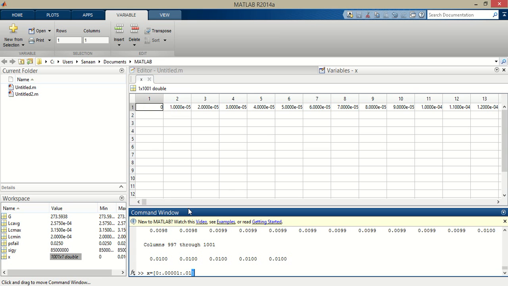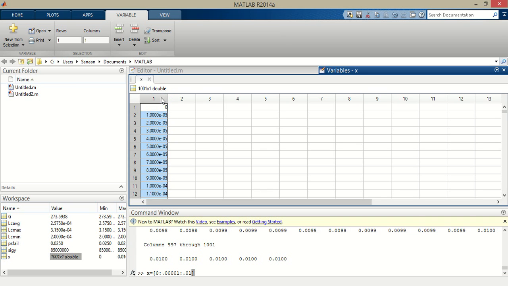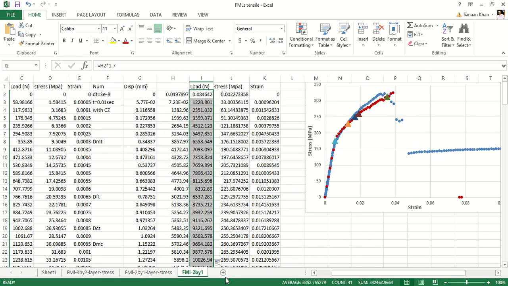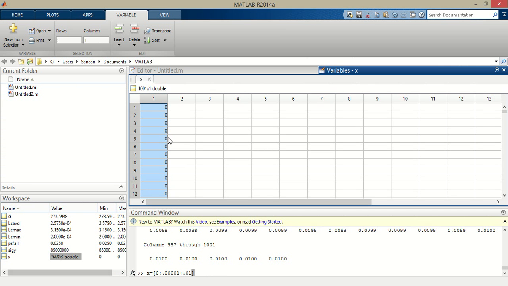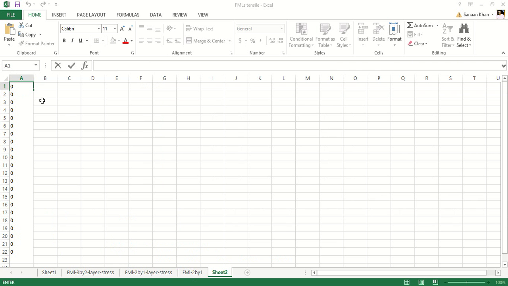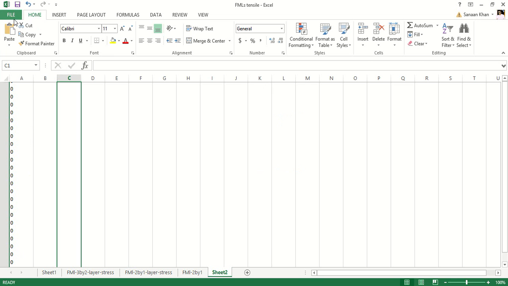So this will be your x data. I just transposed this. This will be your x data. I'll copy this to use in Excel. Sorry, I made some mistake. Something went wrong. Okay, just create a new file.